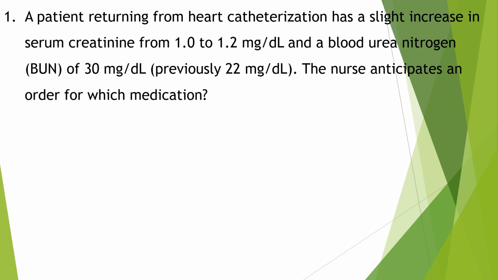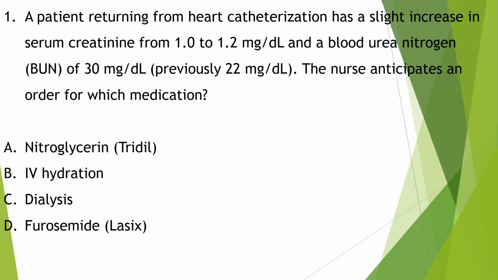A patient returning from heart catheterization has a slight increase in serum creatinine from 1 to 1.2 mg per dL and a blood urea nitrogen of 30 mg per dL. Previously, it was 22 mg per dL. The nurse anticipates an order for which medication? Nitroglycerin, IV hydration, dialysis, furosemide.